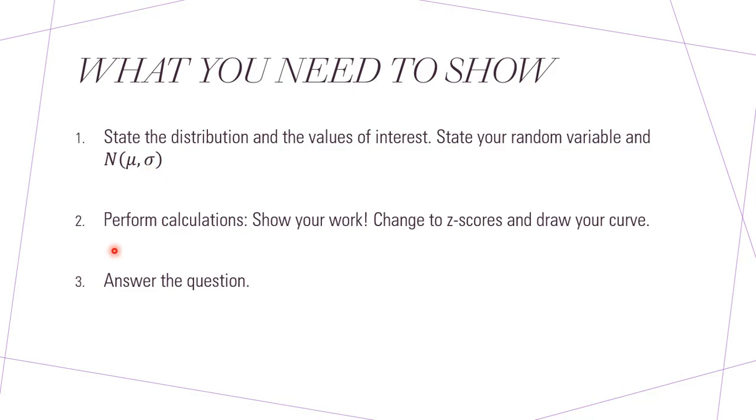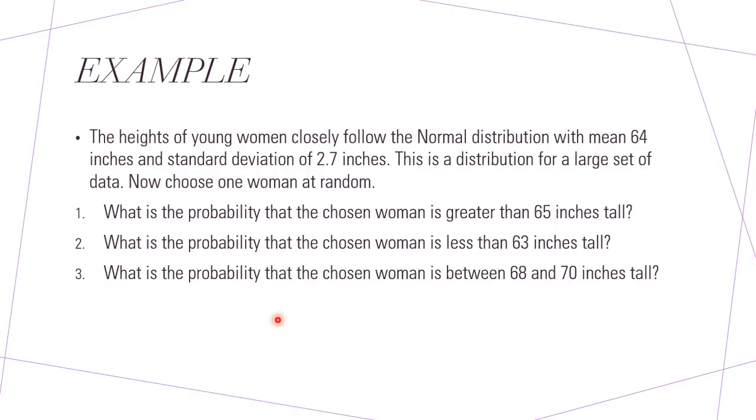Number two, perform the calculations itself. Make sure you show your work. The big thing here is identifying what the z-scores are and drawing the curve. Yes, I know that your calculator can do basically all of this on its own, but we don't want to have it all done with the calculator. We have to show some work, and that work that is shown is the z-score itself. Last part here, answer the question. And remember, you want to state the context as well. So what does that probability represent?